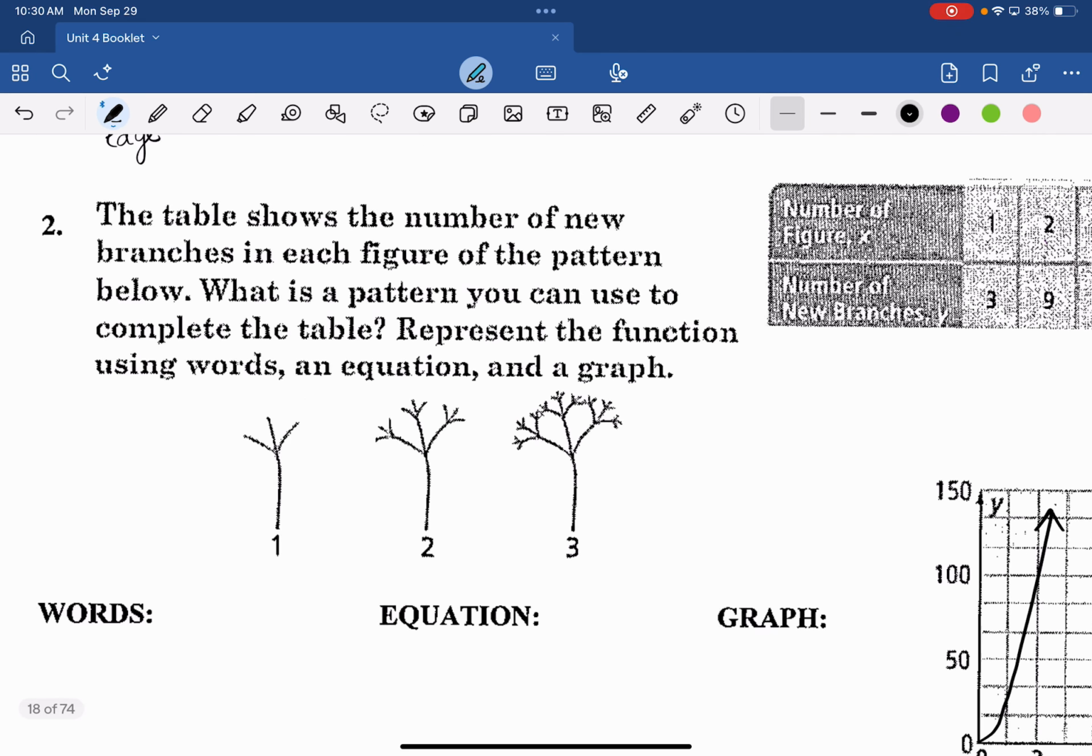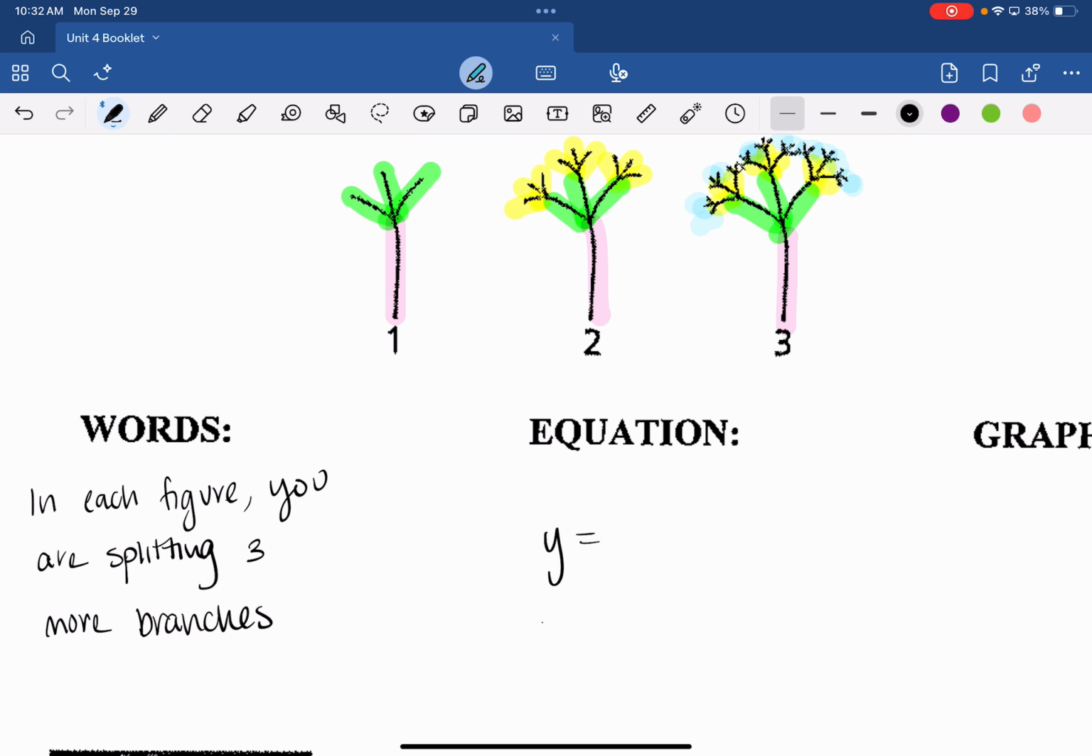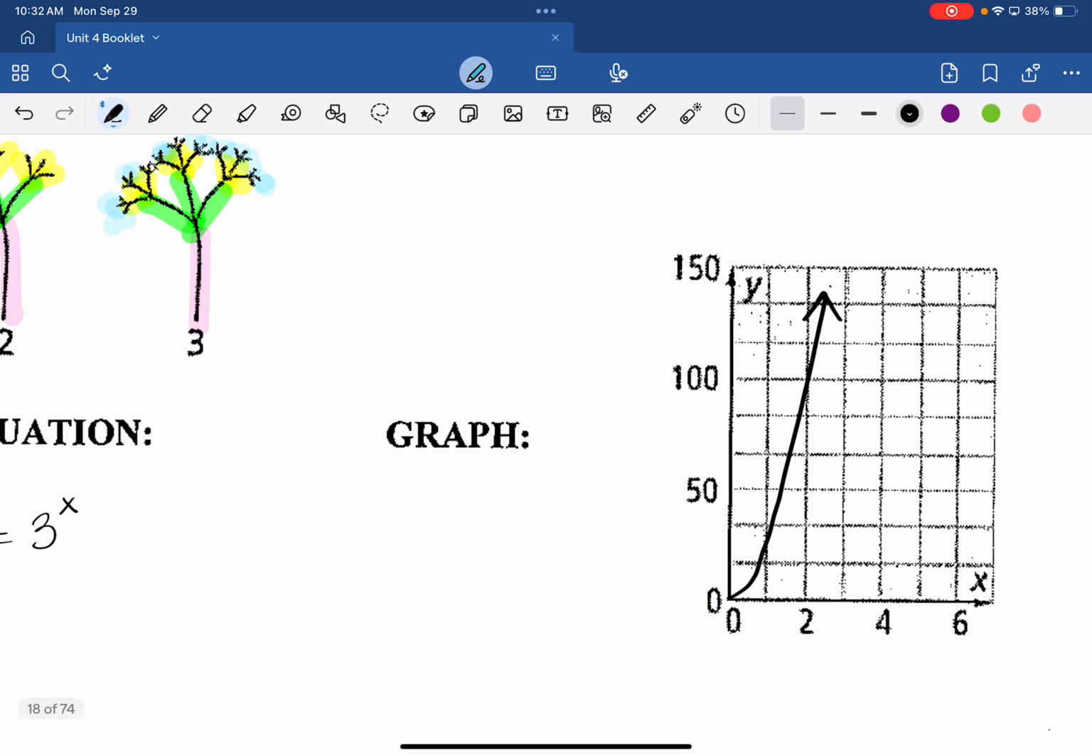So in words, we would say in each figure, you are splitting into 3 more branches. And our equation is very hard to tell, but we're going to do y equals 3 raised to the x. And that would tell me how many branches we have. And my graph would look just like a U again. It'd just be a lot steeper.